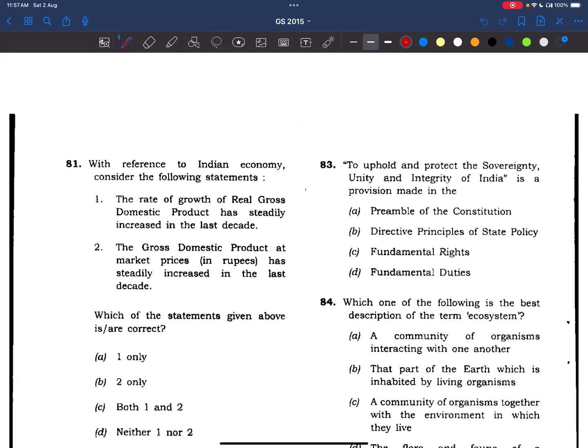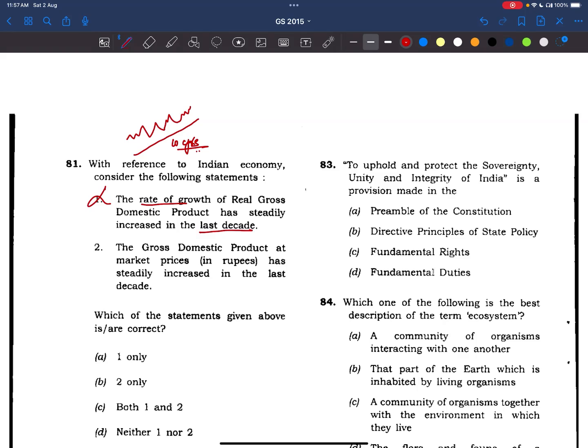With reference to Indian economy, consider the following statements. The rate of growth of real gross domestic product has steadily increased in the last decade. See here friends, what is it telling? The rate of growth is steadily increasing in the last decade, that means 10 years. Even if we don't know, we know that most of the times the growth rate will be increasing and decreasing. So this statement is wrong.